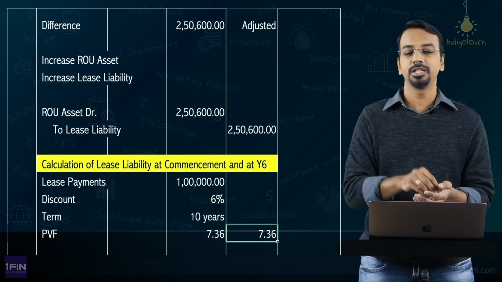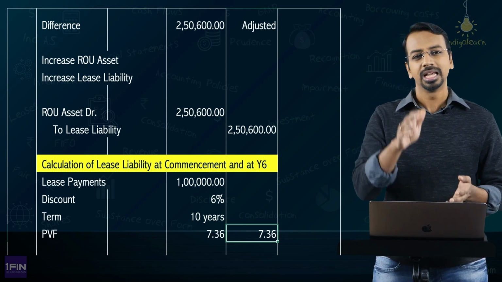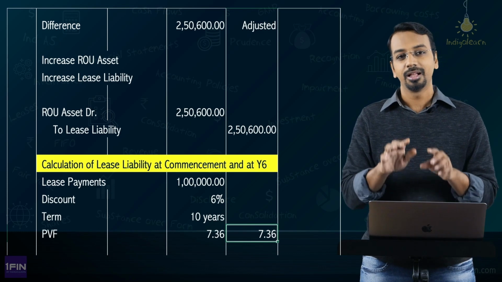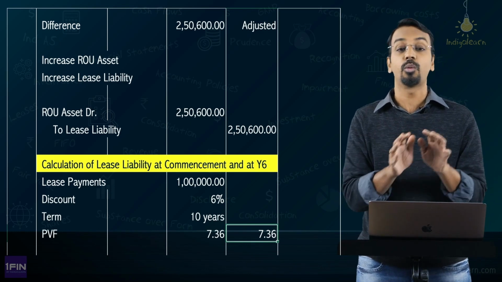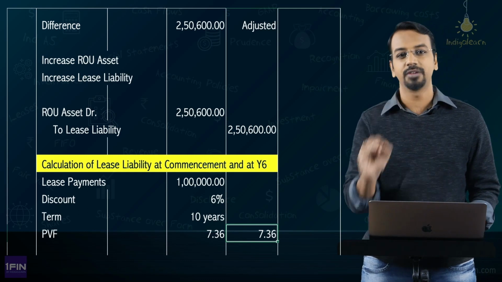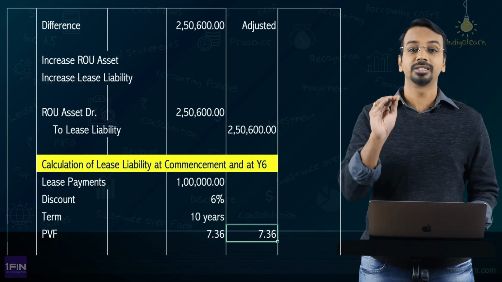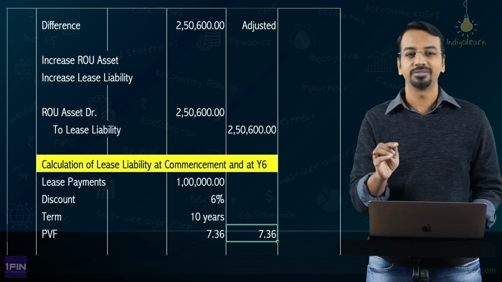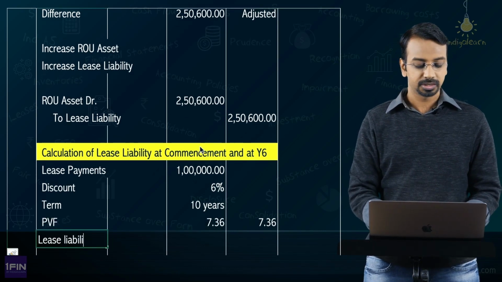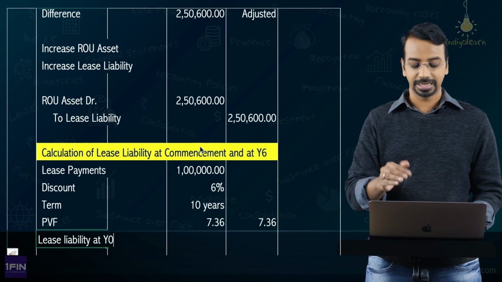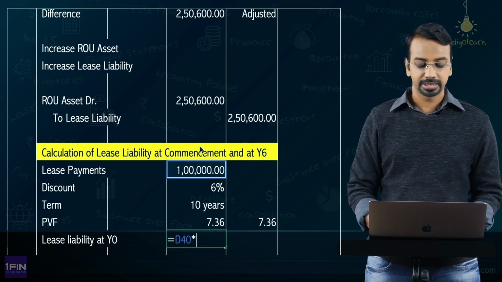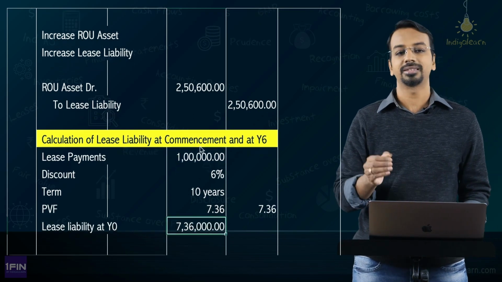The reason why I am explaining these calculations in detail here is, we will be using these calculations in future chapters also. By the time you reach the future chapter, you should know what is to be done, and in the examination, you should be able to save time. Even if you save 5 minutes, you can attempt another question worth 5 marks. That is very, very important. So the lease liability at year 0, that is at the commencement of the lease, is 1 lakh multiplied by 7.36, you get 7,36,000.